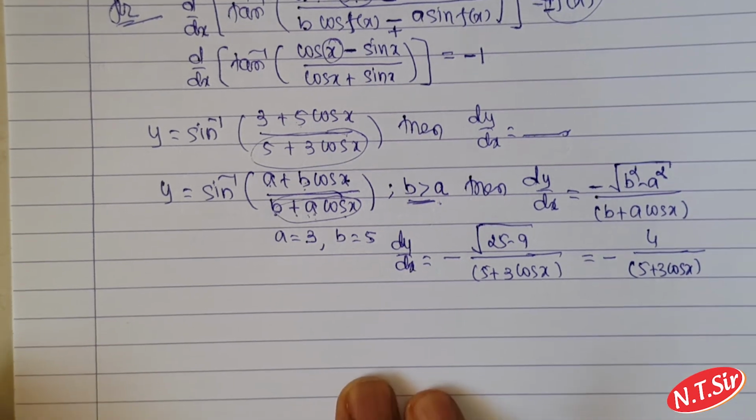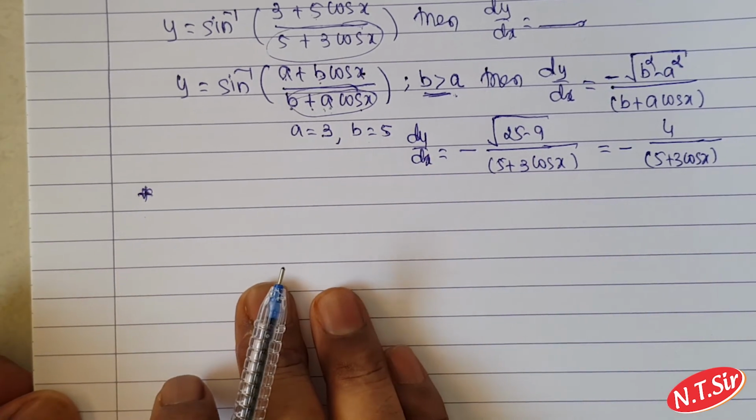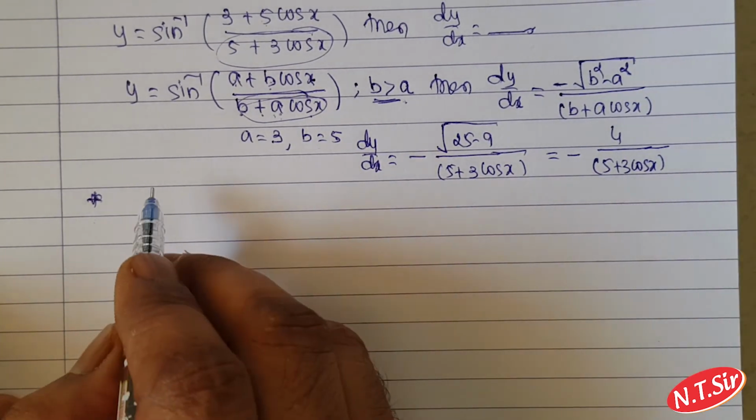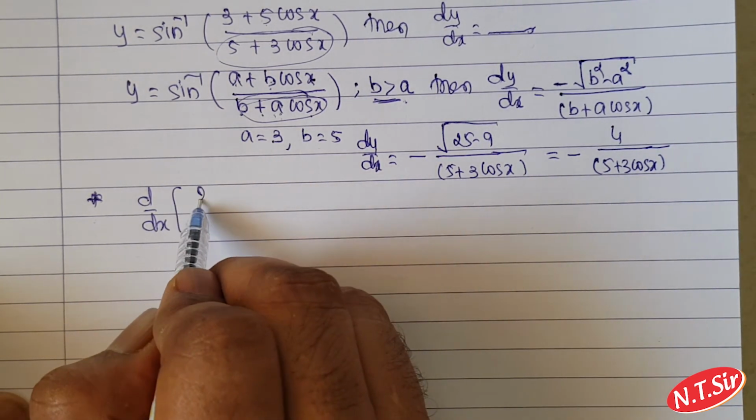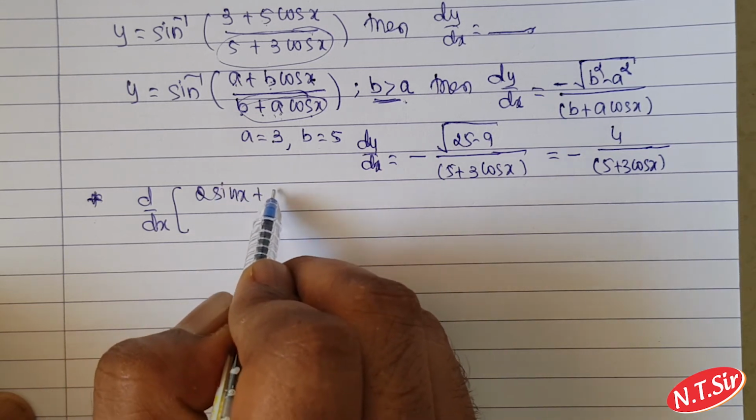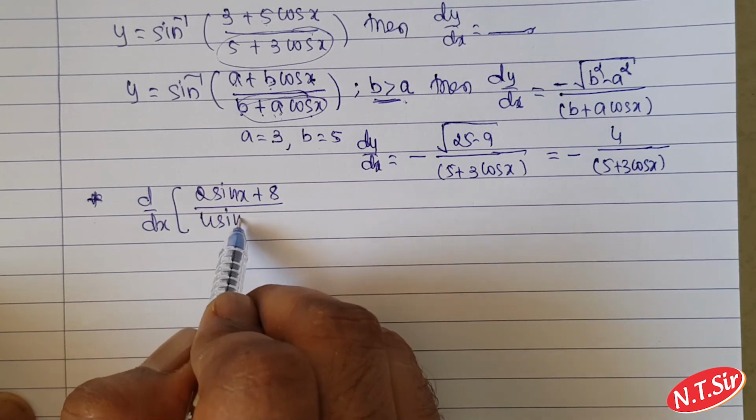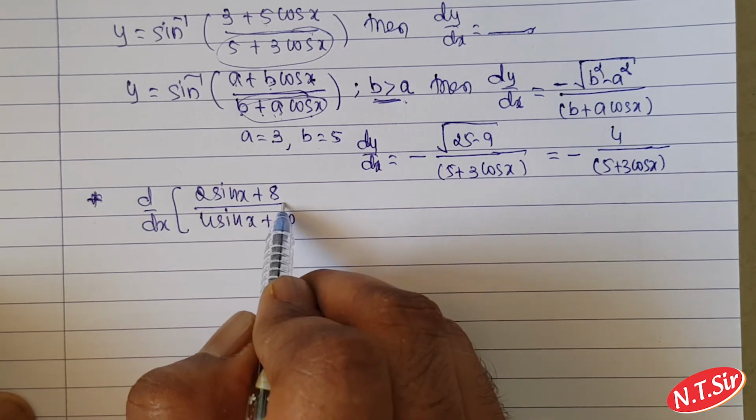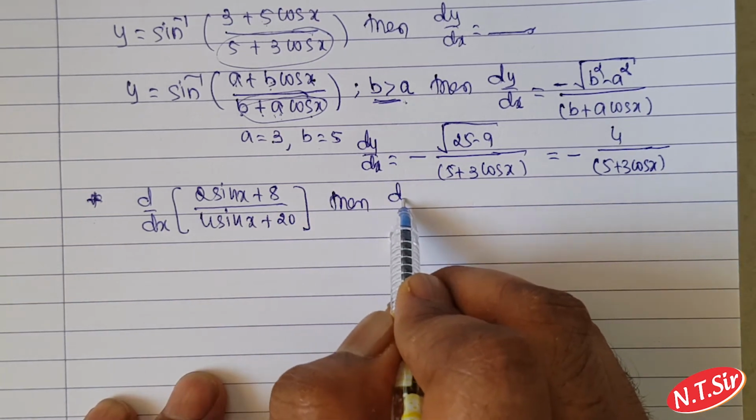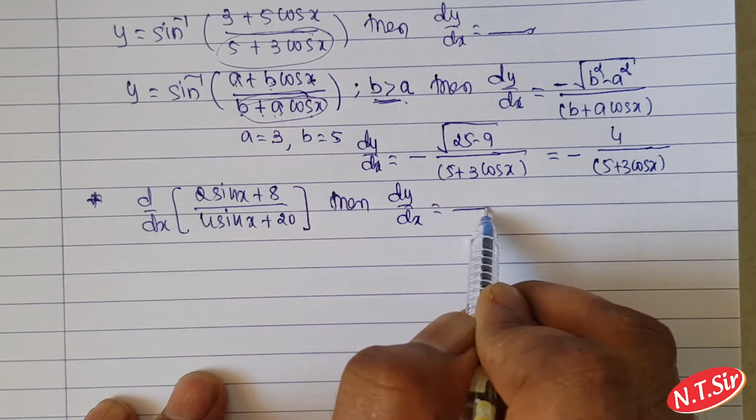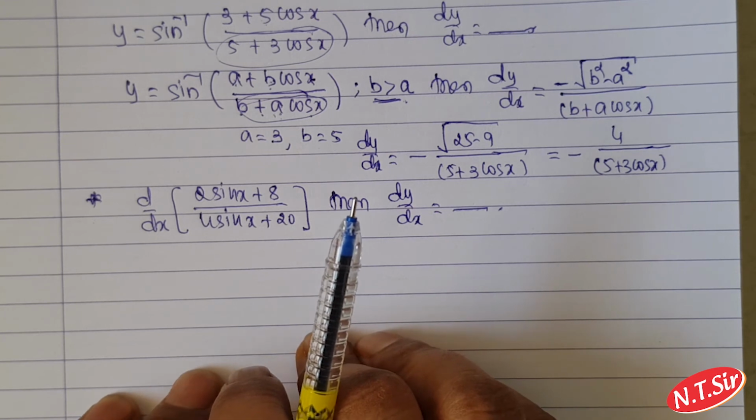Understand? Suppose another example, just like this: d by dx of (2 sin x plus 8) whole upon (4 sin x plus 20). Then the question is to find dy by dx. This type of question is given.